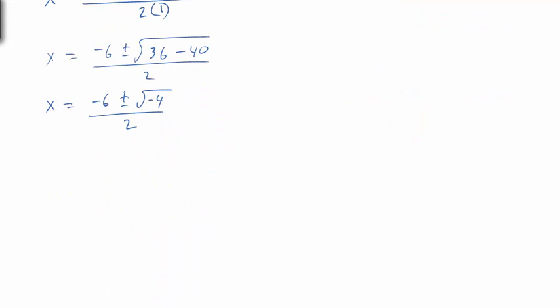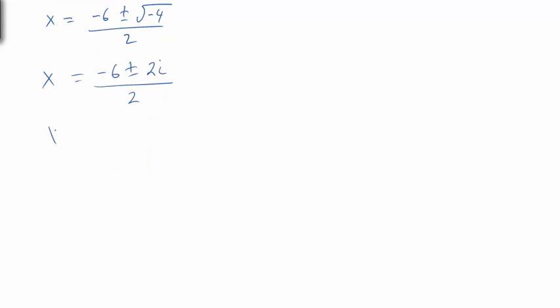Now we're looking at the complex zeros, so we know we can take the square root of the negative 4. The square root of 4 is 2, and the square root of a negative is i. So we're left with negative 6 plus or minus 2i, divided by 2. Once again, we want to rewrite this so that we divide each piece by 2. Then x is equal to negative 6 divided by 2, which is negative 3, plus or minus 2 divided by 2, which is 1, so we're left with 1i.